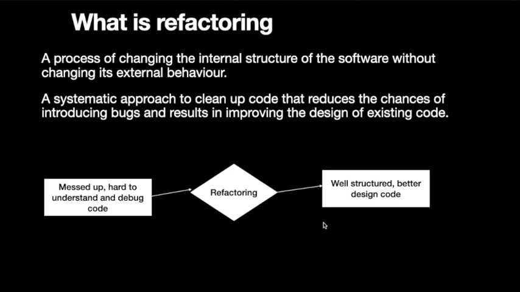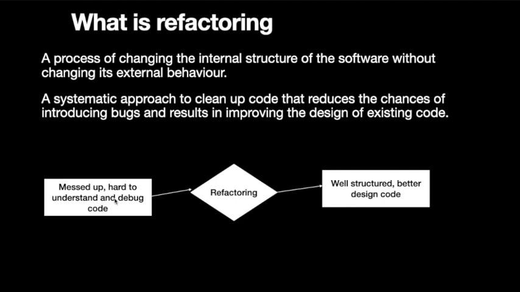And if the old system returned 2 plus 2 is equal to 5, the new system will also return 2 plus 2 is equal to 5. It might be surprising to you, but we will discuss it in some other video. It is also called a systematic approach to clean up a code base that reduces the chances of introducing new bugs, and eventually it will result in improving the design of existing code.